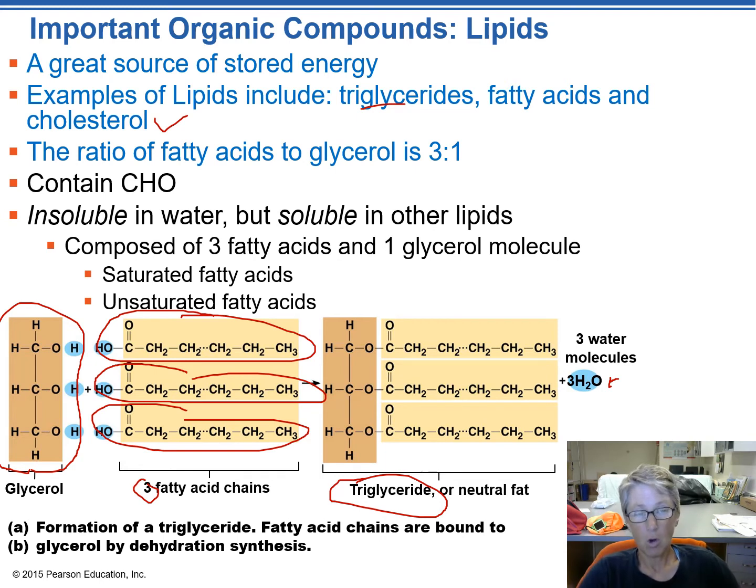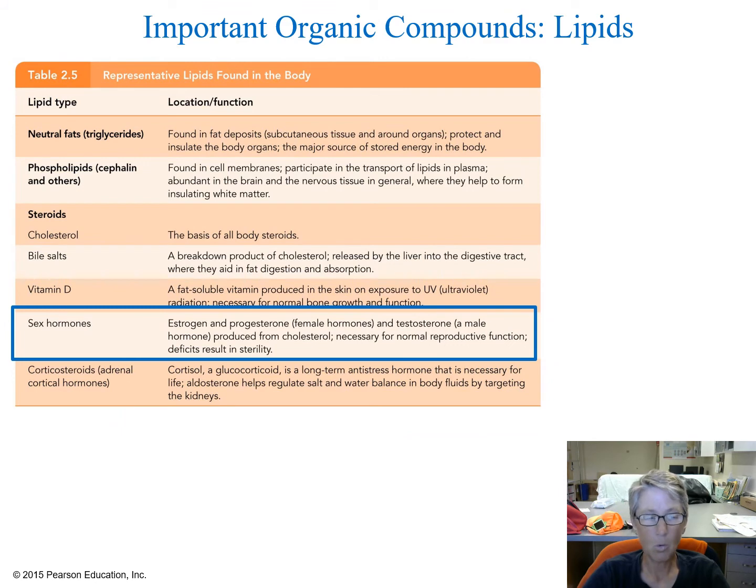Lipids contain CHO, carbon, hydrogen, and oxygen. Lipids are insoluble in water, but they're soluble in other lipids, so lipids can dissolve in other lipids. A lipid is composed of 3 fatty acids, like we just looked at in the cartoon, and 1 glycerol molecule. And a fatty acid could be a saturated fatty acid or an unsaturated fatty acid. So what does that mean? We'll look at that in a sec.